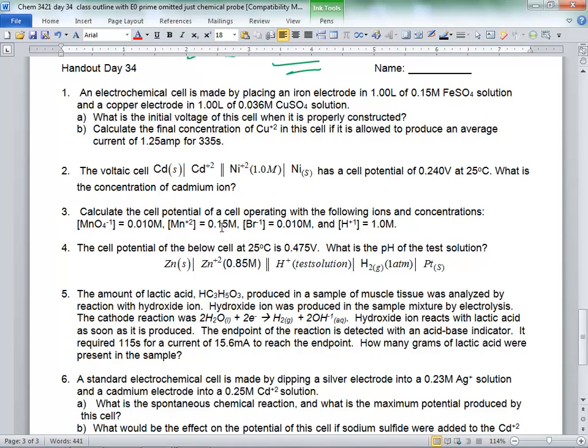Let's get started on our handout. See if we can get you started on some of these. An electrochemical cell is made by placing an iron electrode in 1 liter of 0.15 molar iron sulfate, and a copper electrode in 1 liter of 0.036 molar copper sulfate. What is the initial voltage of this cell when it's properly constructed?